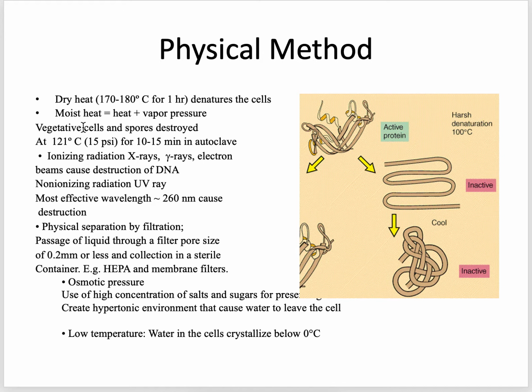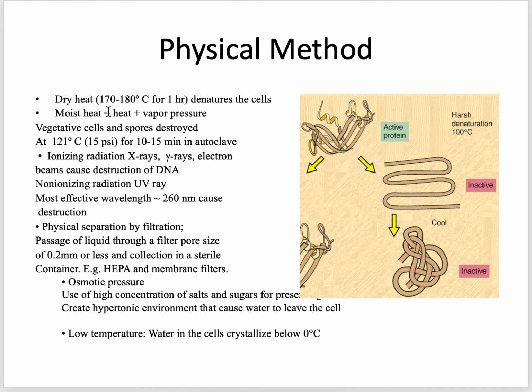Okay, you can also use heat in a different way, like moist heat. In case of moist heat, there will be heat and also vapor, moist. Moist comes from water. So in case of moist heat, the effect on the bacterial growth will be exerted from both the heat and also the vapor pressure, the vapor generated from the moist. And usually this method, moist heat, is more efficient than dry heat.